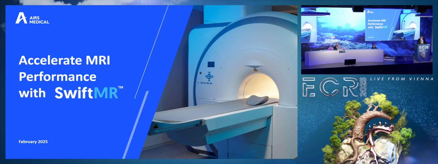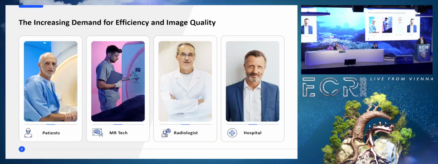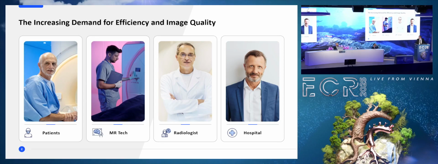SwiftMR is an image enhancement solution for your MRI scanner. I want to start by talking about the increasing demand for efficiency and image quality on your MRI scanner, by looking at all the stakeholders within MRI imaging shown here.